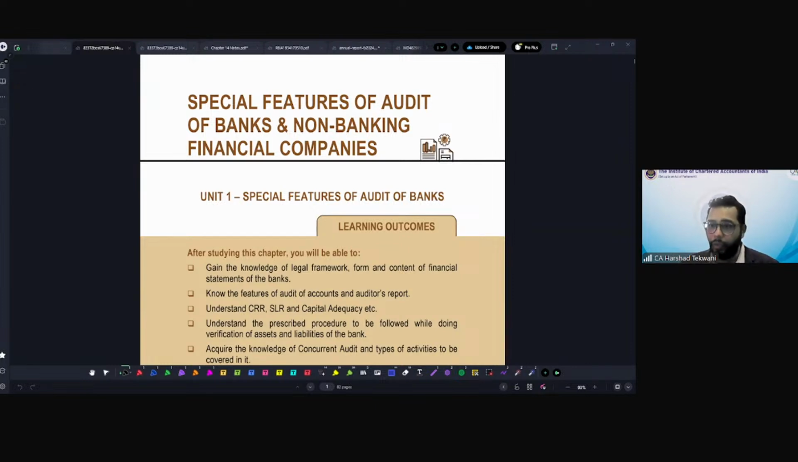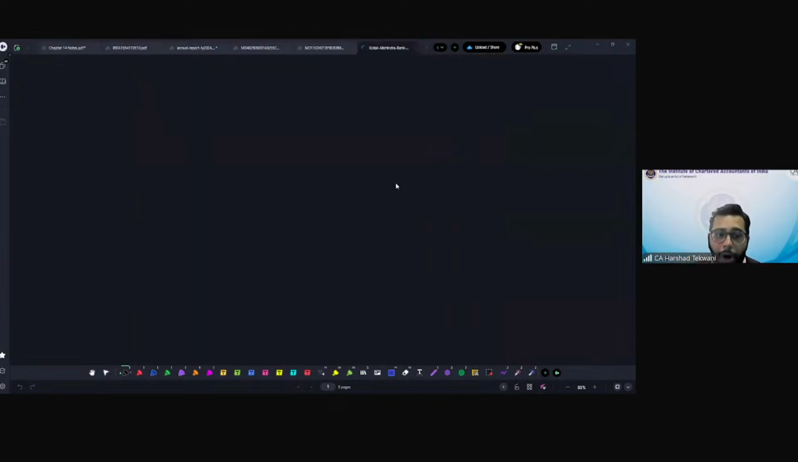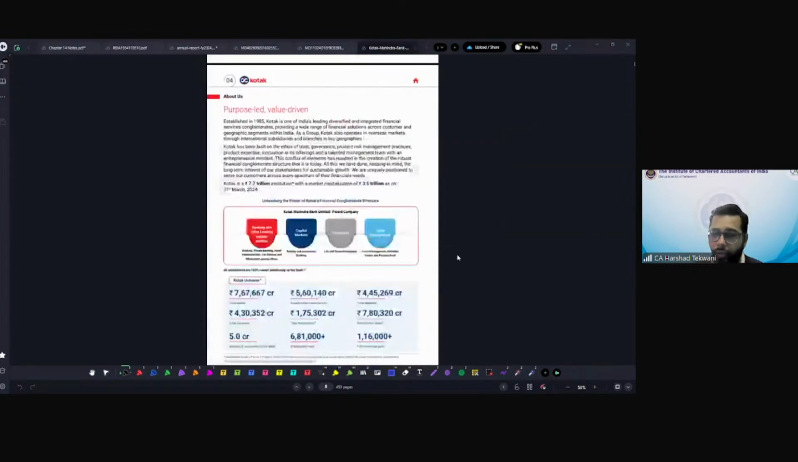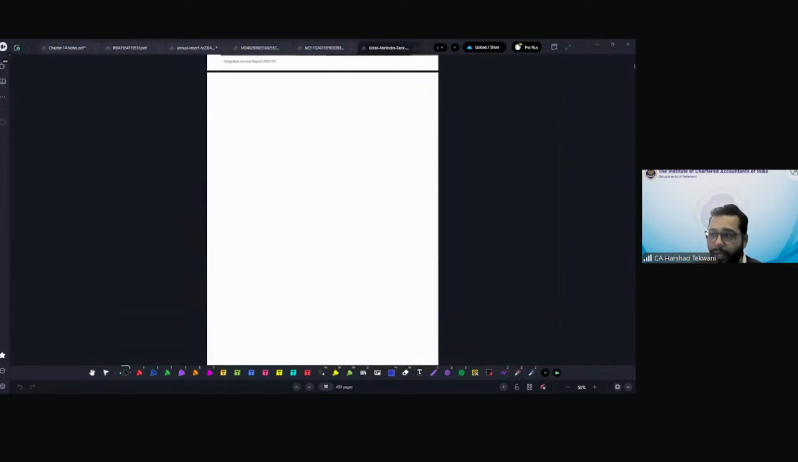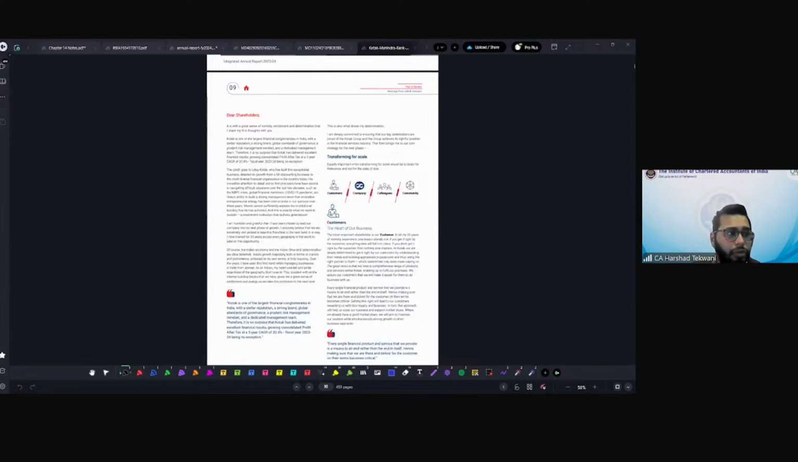So we will be going through your updated study material, and simultaneously we will be able to understand how the things are given in the study material with respect to audit of banks. Along with that, throughout the session, I will also discuss a particular publicly available report. It is publicly available data, the annual report of a bank. So we will also discuss that from time to time, so that you guys can have clarity.